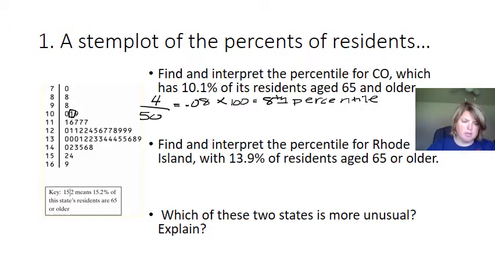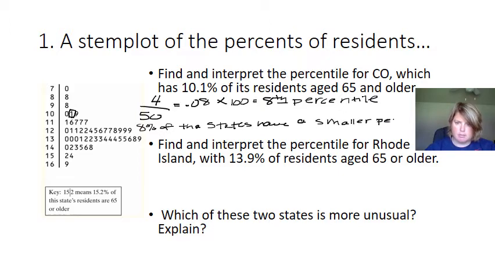And then it asks us to interpret. So 8% of the states have a smaller percent of residents age 65 or older. So find and interpret the percentile for Rhode Island.